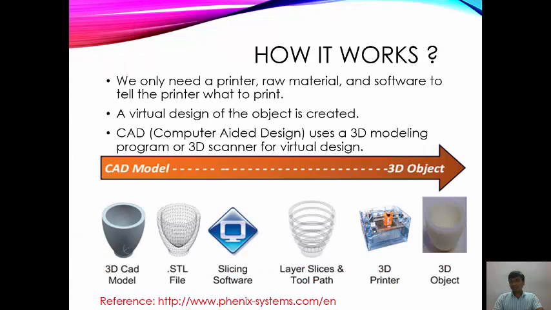So how does this rapid prototyping work? We only need a printer, raw material and the software to tell the printer what to print. A virtual design can be produced as a CAD model, using a 3D model or a scanner for virtual design. Here we are just seeing a CAD model of making a cup. First the CAD model is made, then the model is converted to STL file format. It is then sliced into layers. These sliced layers are then 3D printed and the object is finally obtained.